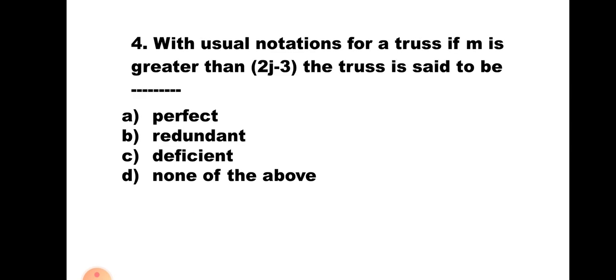Question number 4. With usual notations for a truss, if M is greater than 2J minus 3, the truss is said to be A. perfect, B. redundant, C. deficient, and D. none of the above. Now we saw when M is equal to 2J minus 3, it is perfect. When M is less than 2J minus 3, it is deficient. When M is greater than 2J minus 3, one member or two members, as the case may be, are extra. Hence, the frame is known as a redundant frame. Hence, the correct answer is B, redundant.